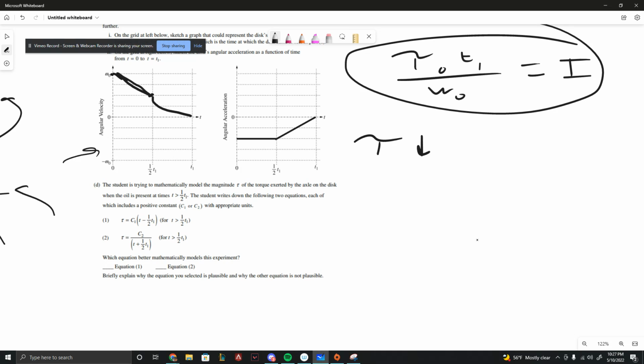And let's look at what our equations are showing. For the first one, torque and time are directly proportional. As the time increases, so will torque. And that's not the case we have here. We have it that as time is increasing, the torque is decreasing, which is why equation 2 makes mathematically more sense. And what I said is exactly why equation 2 is plausible and why equation 1 is not plausible.